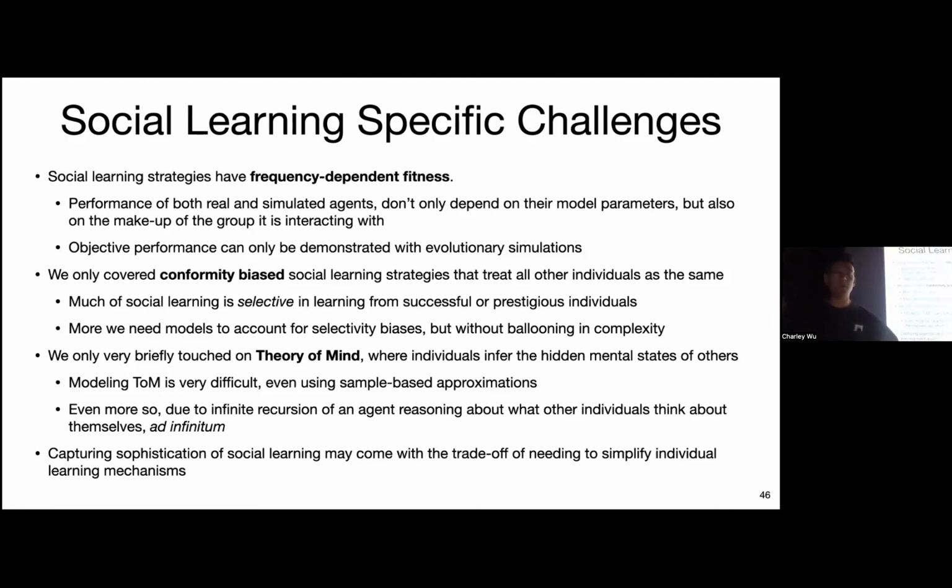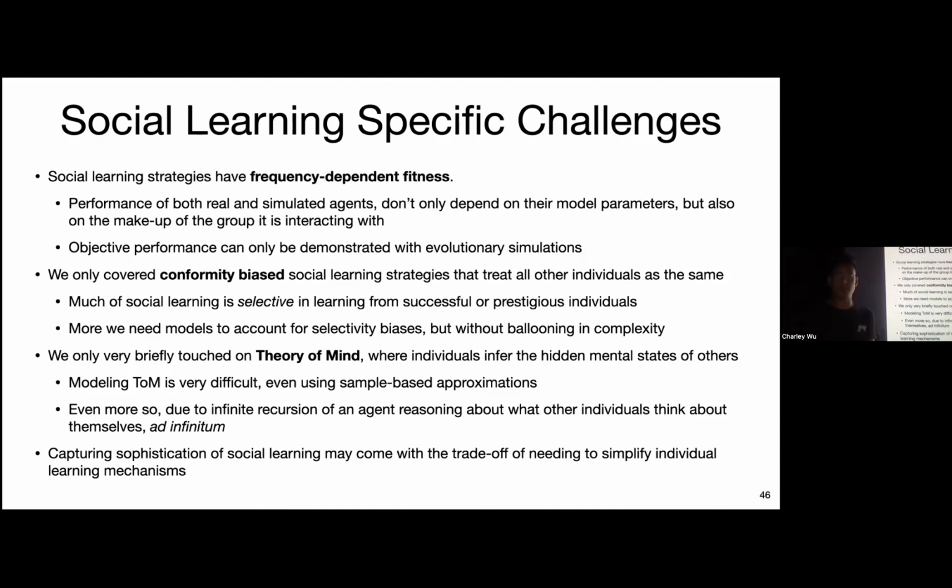Rather, we need models to account for these selectivity biases, but in a way that avoids ballooning complexity, right? So value shaping and decision biasing essentially learn from all other individuals as if they're all the same. We haven't even covered more selective social learning strategies here, where we would be paying more attention to some individuals more so than others.